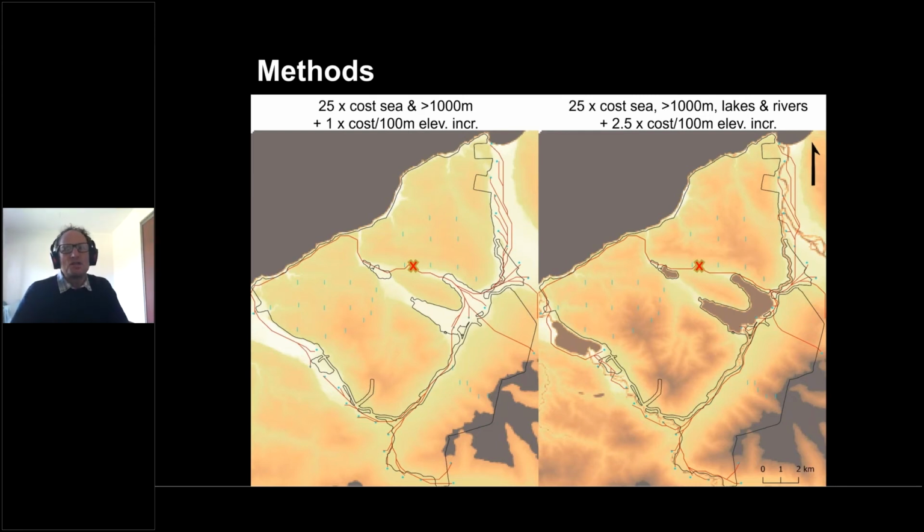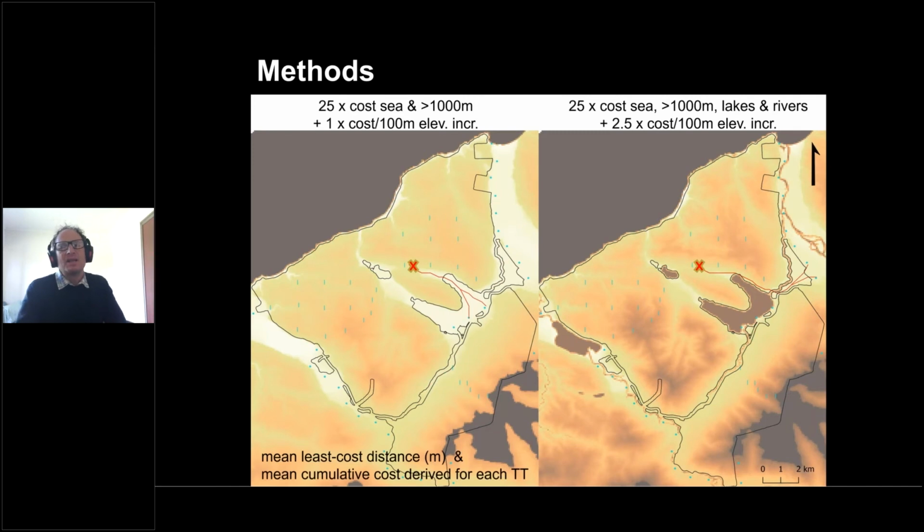I then whittled those shortest paths down to those only in the 5th percentile and calculated the mean distance of those paths from the treatment boundary to tracking tunnel, and also the mean accumulated cost of traversing all of the different pixels on the way from the treatment edge to the tracking tunnel, and appended both those values to each tracking tunnel in the data set.